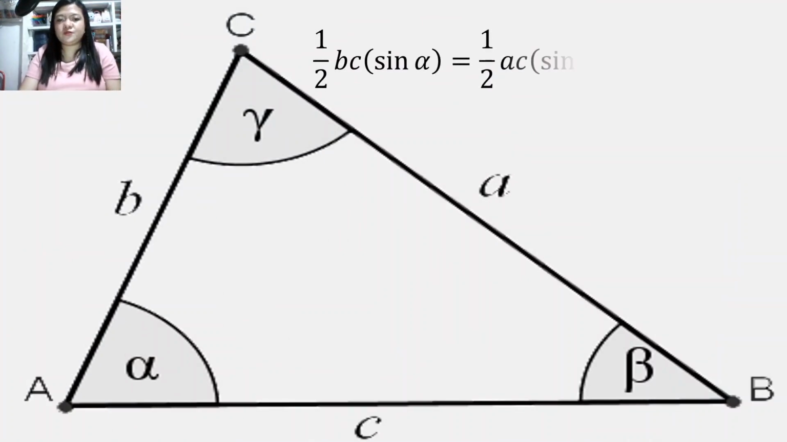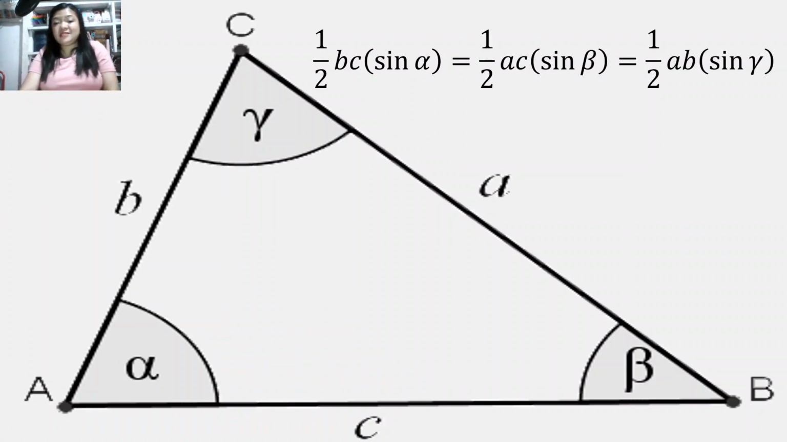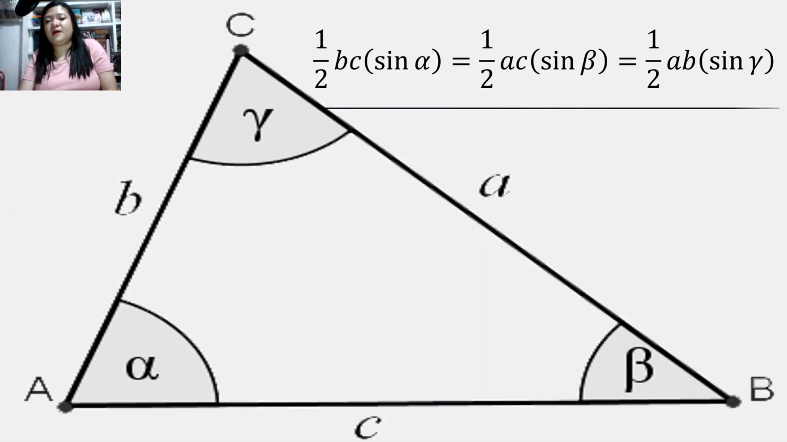So from our first solution, we have 1/2 BC times sine alpha is equal to 1/2 AC times sine beta and equal also to 1/2 AB sine gamma. Since all of these have a common factor of 1/2 and all have A, B, and C, we can divide everything by 1/2 ABC. Now, when we divide everything by 1/2 ABC, we can divide out 1/2 and BC, leaving us with A.